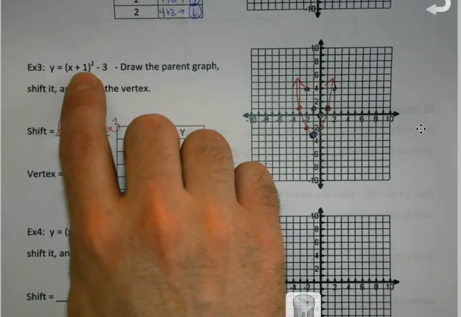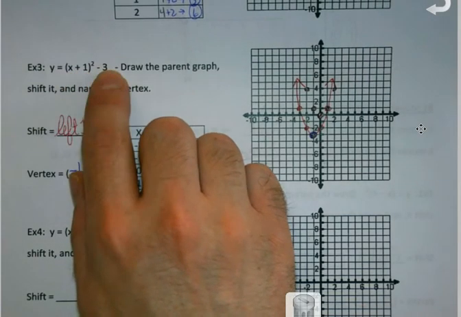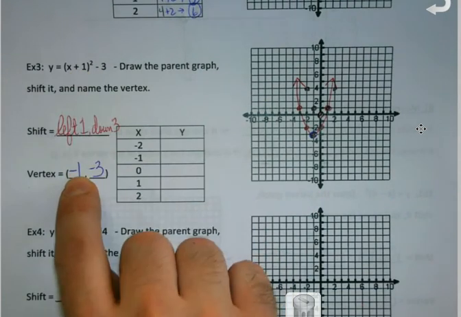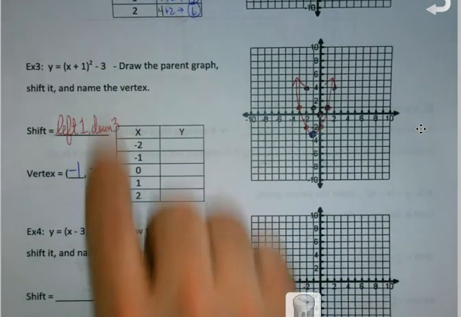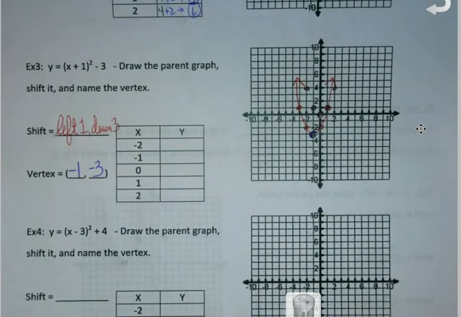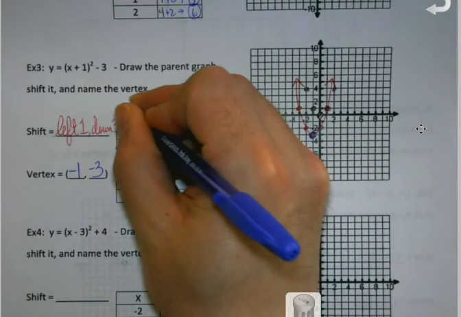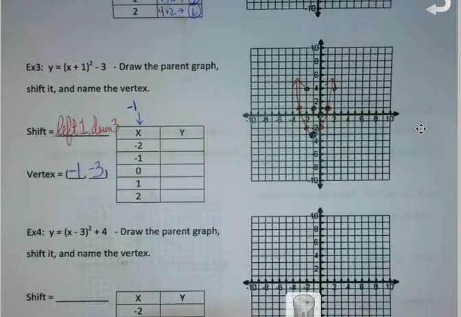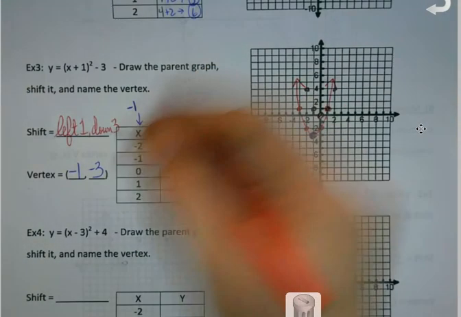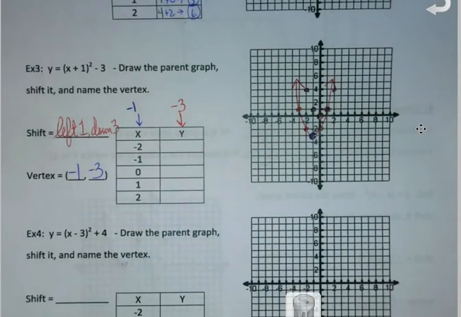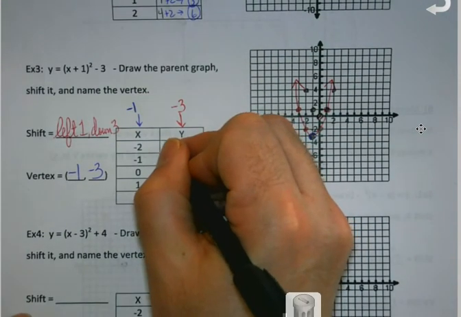If I understand the directions of the shifts from this, I can just mentally think of them. Or I can just say it's the opposite of this value, and I keep that one just the way it is. If I wanted to look at the chart, my left number would mean I'd subtract 1 from each of these, and my down 3 would mean I'd subtract 3 from each of my normal y values, which I didn't write in here.